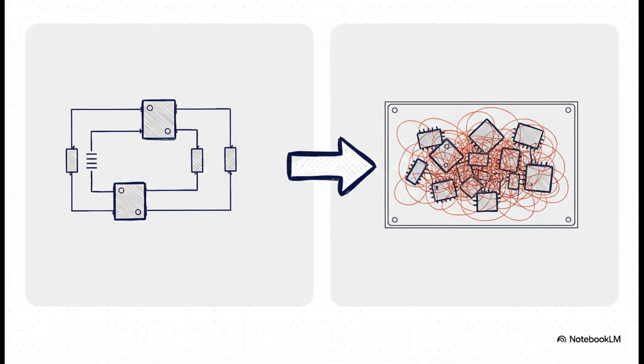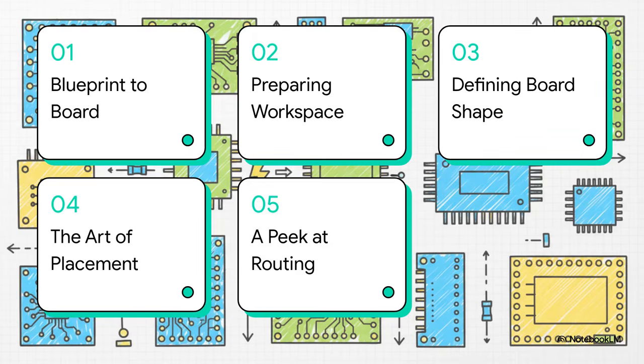Everything's logical, everything makes sense. But on the right, well, that's what we call the rat's nest. It's what you get the moment you import everything into the layout software. And our job? It's to solve this puzzle, to bring order to that chaos and turn that jumble into a beautiful, functional circuit. So in this explainer, we're going to walk through 5 main stages.